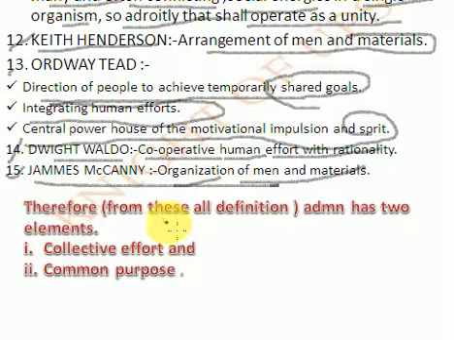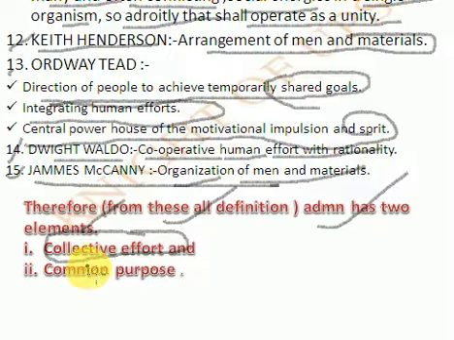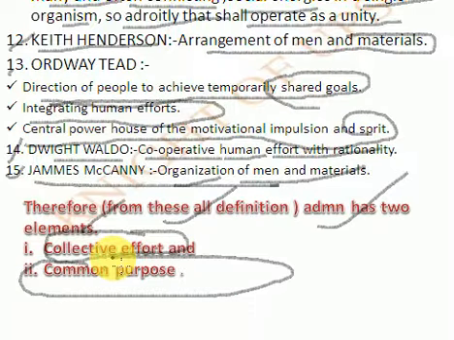Therefore, from all these definitions, what comes out is that administration has two elements: collective efforts and a common purpose. So in all the definitions given by all the scholars, they said administration means collective responsibility towards a common goal. It is the major thing. Everyone will share their cooperation with each other. Okay guys, this is all about the meaning of administration.